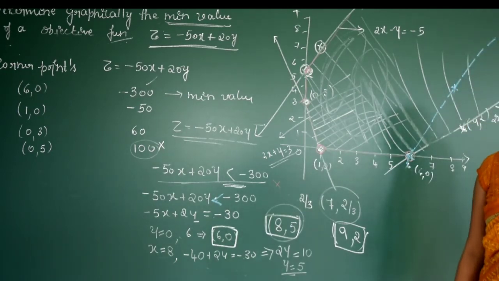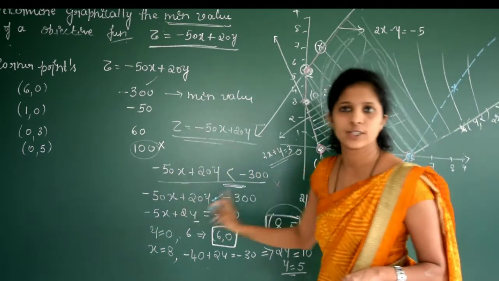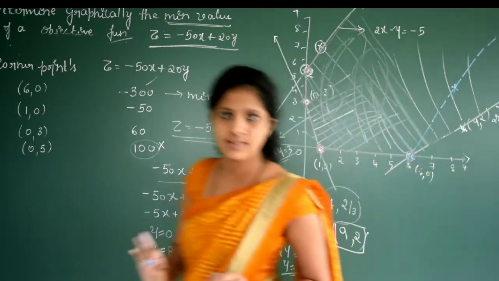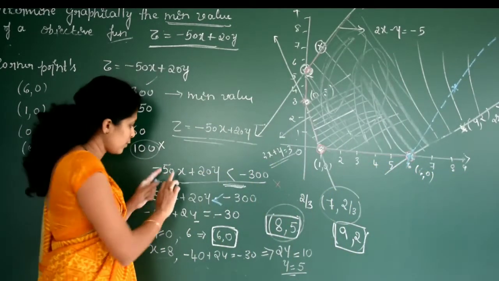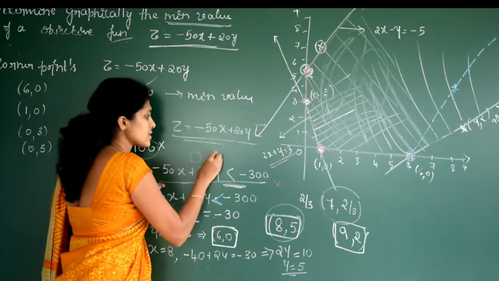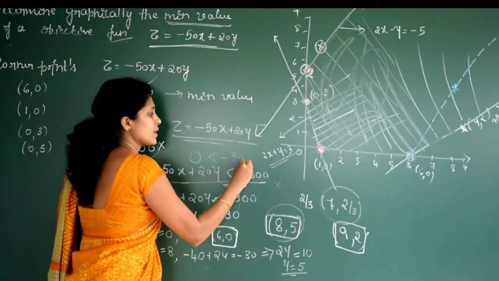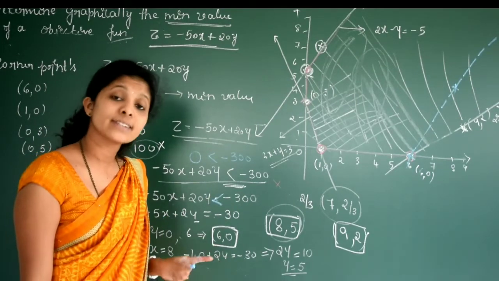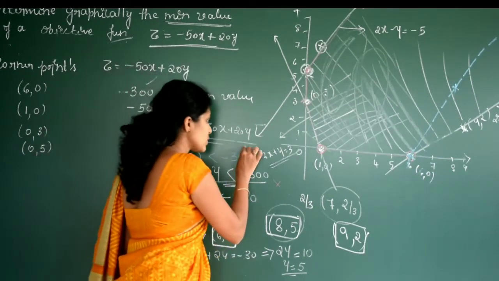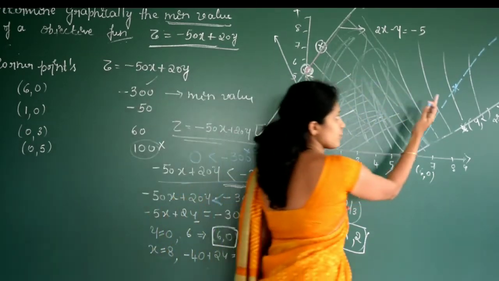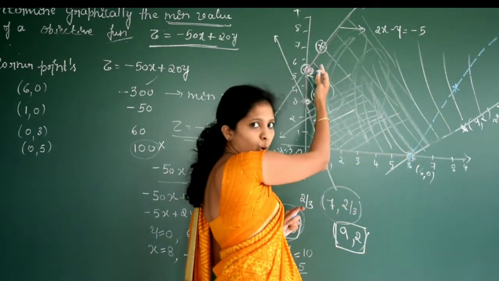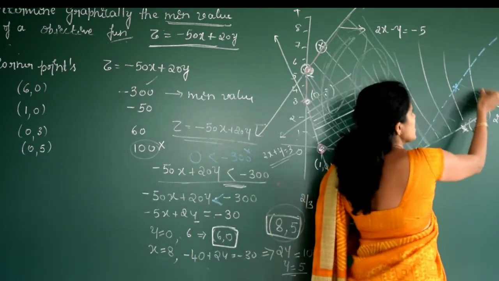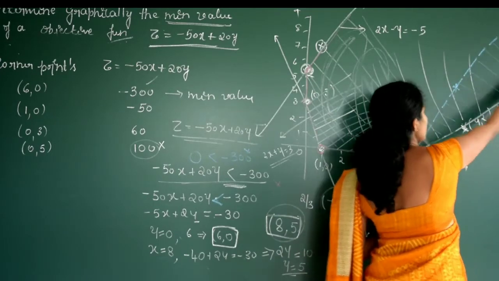Is it clear? Now, what will be the solution region for this one? Minus 50x plus 20y less than minus 300. If you substitute the values x and y as 0, then 0 is less than minus 300. It is not true, right? 0 is greater than minus 300, so this is not true. So the solution region of this one does not include the origin side, so the solution region should be downwards. Is it clear?